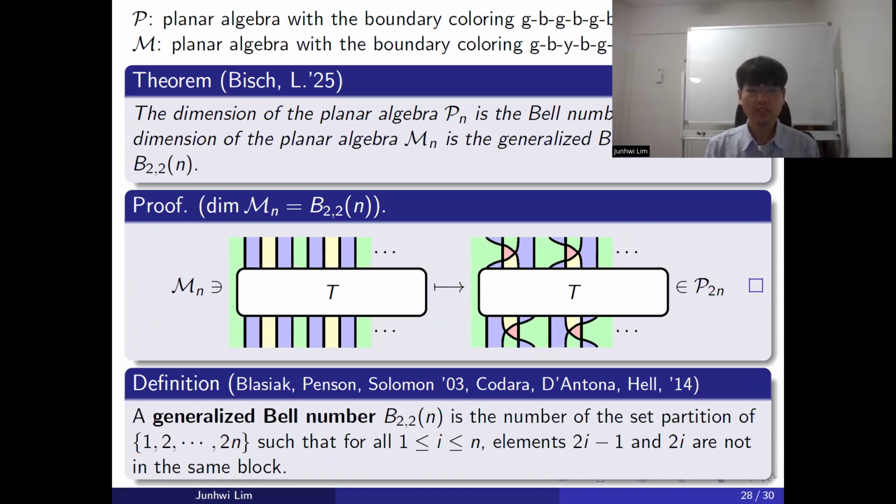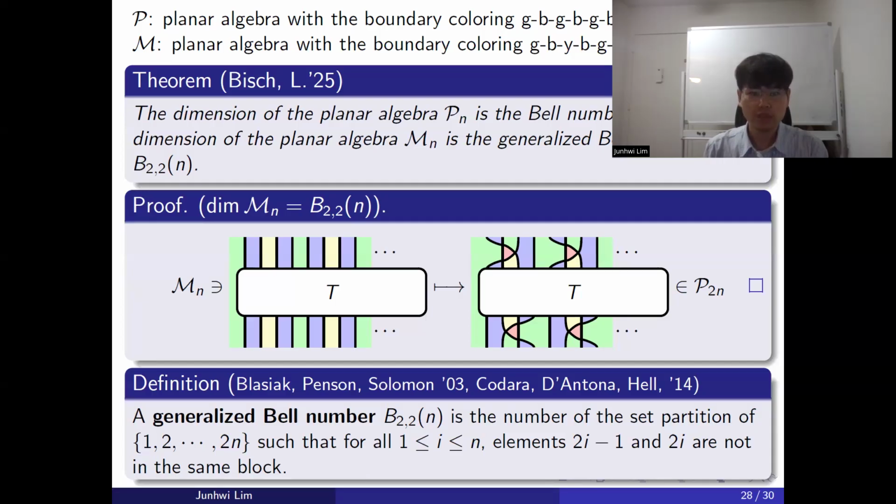Yeah, so using this isomorphism, we could easily show that the dimension of the planar algebra with green, blue coloring pattern on the boundary is the Bell number, which counts the number of set partitions of n elements. But what we are more interested in is the dimension of the vector space with green, blue, yellow, blue, green pattern on the boundary, because those correspond to the relative commutant of n in the basic construction.